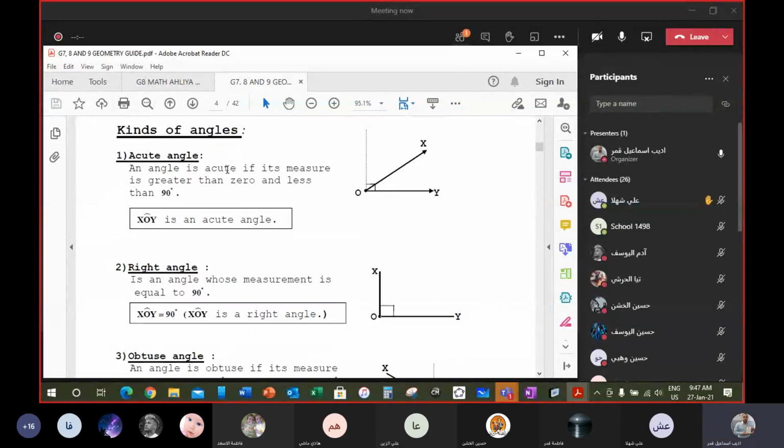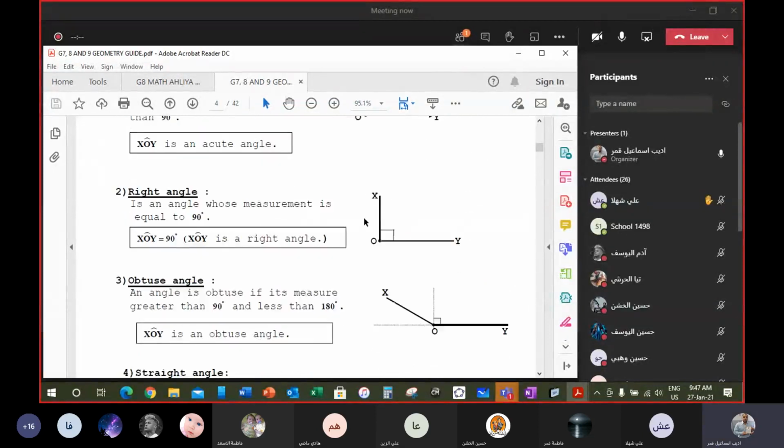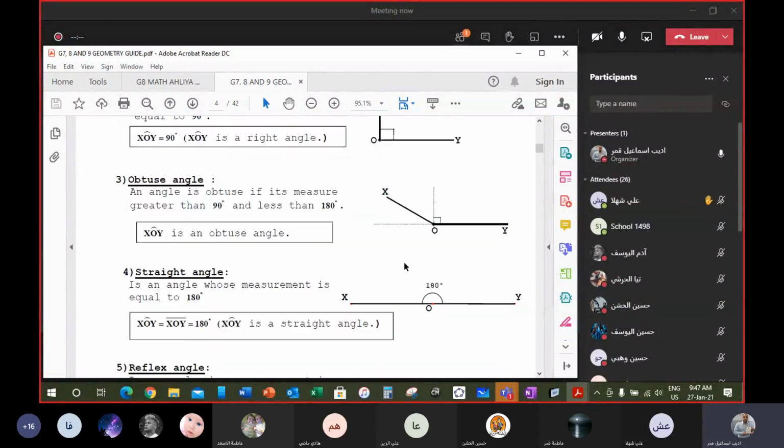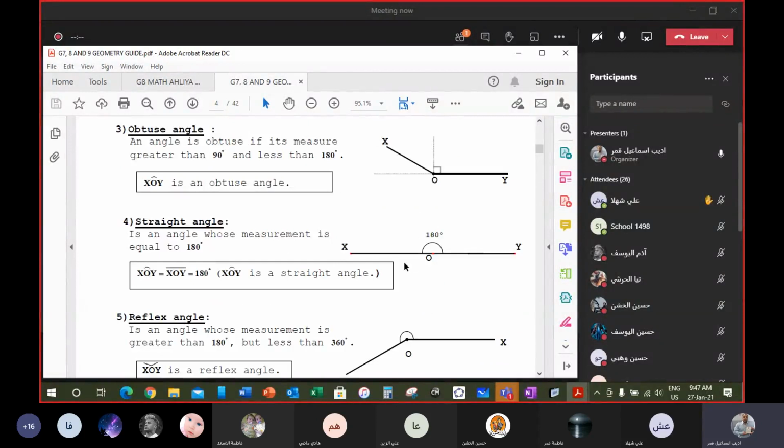Kinds of angles, we have an acute angle which is between 0 degrees and 90 degrees. It's not 0 and not 90, it's between 0 and 90. Right angle, it's the angle with a measure of 90 degrees. Obtuse angle is an angle between 90 degrees and 180 degrees. It's not 90 and not 180 because 90 is a right angle and 180 is a straight angle, as you can see in 4. So obtuse is between, its measure is between 90 and 180, greater than 90 and less than 180. A straight angle is an angle which is equal to 180 degrees.